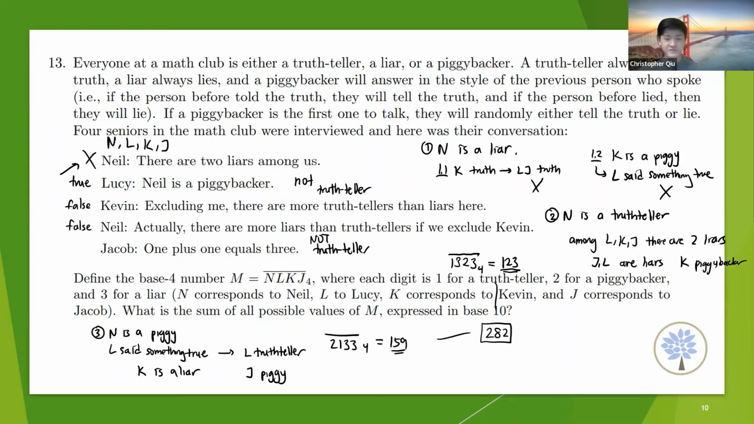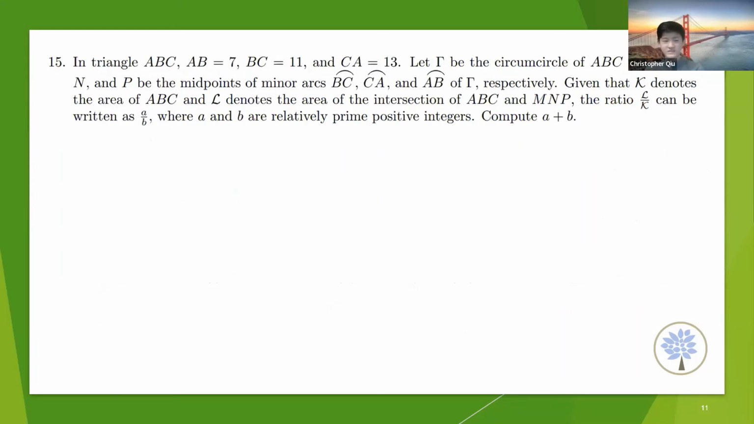Okay, so let's move on to problem 15. In problem 15, we have a triangle ABC, and we're told the three lengths. We also know the circumcircle, gamma of ABC, and the minor arc midpoints M, N, and P of the arcs BC, CA, and AB. We're told that K is the area of ABC, L is the area of the intersection of ABC and MNP, and we want to find the ratio L over K.